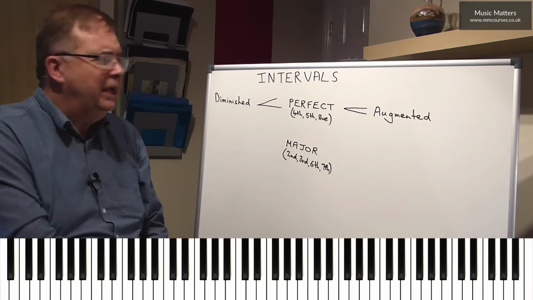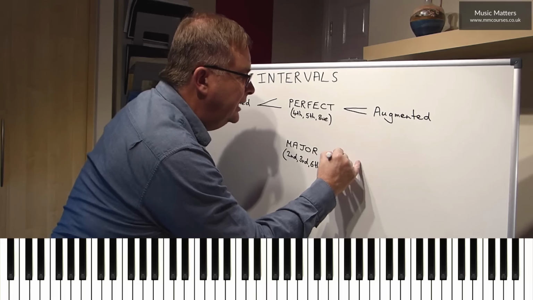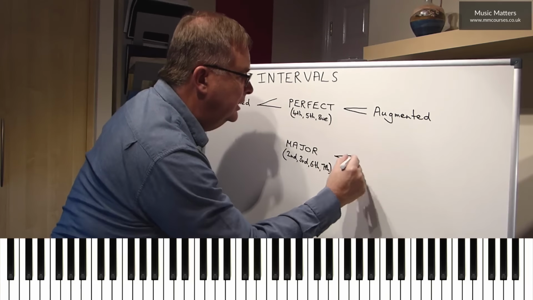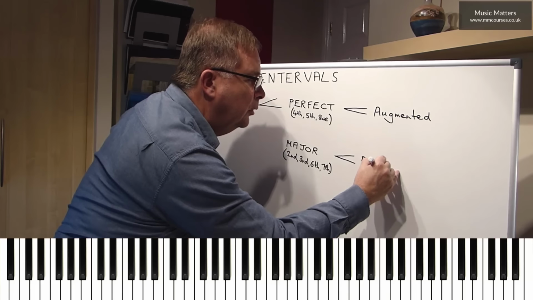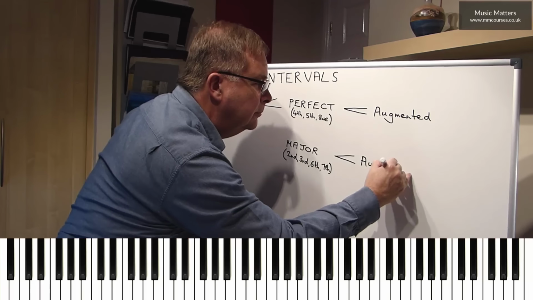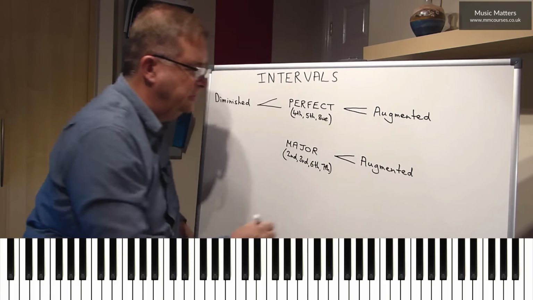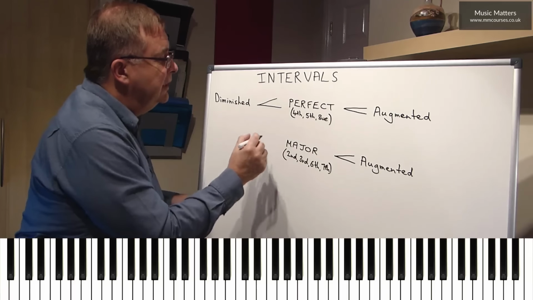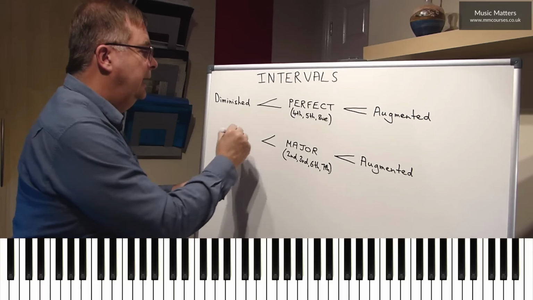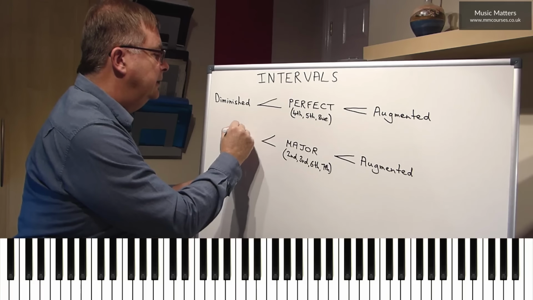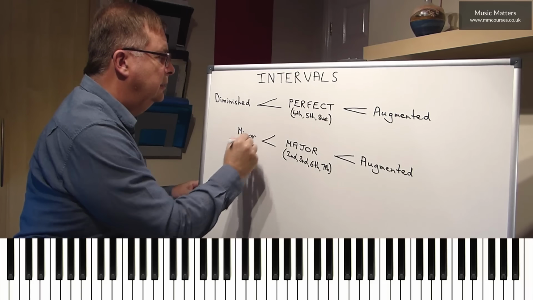Okay, now what about the major intervals? Well, it goes the same way over here. If I make a major interval a semitone bigger, it becomes augmented. So that's just the same as it is for the perfect interval, so that's useful, isn't it? However, if I make a major interval a semitone smaller, it becomes minor. So that's the one to remember, isn't it?